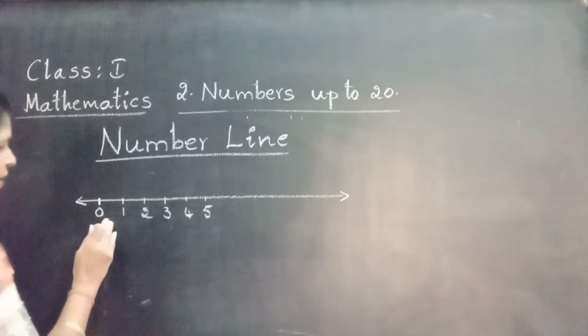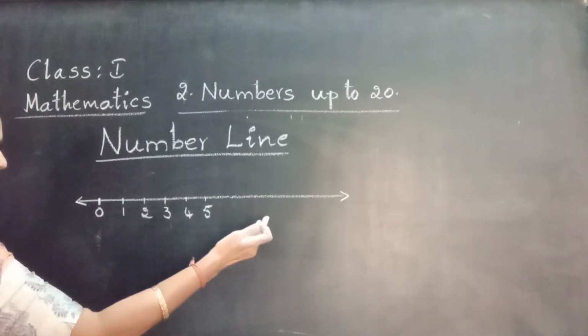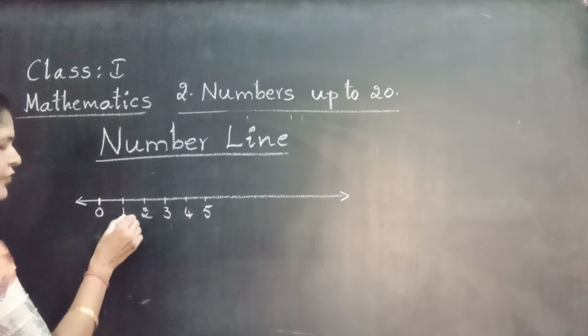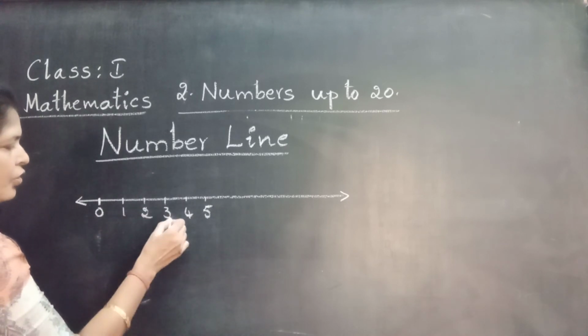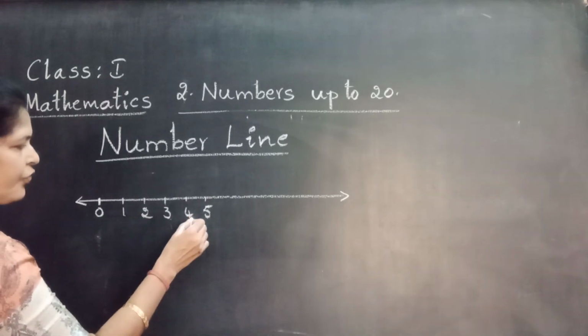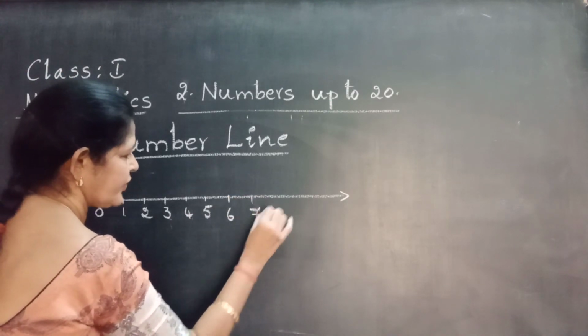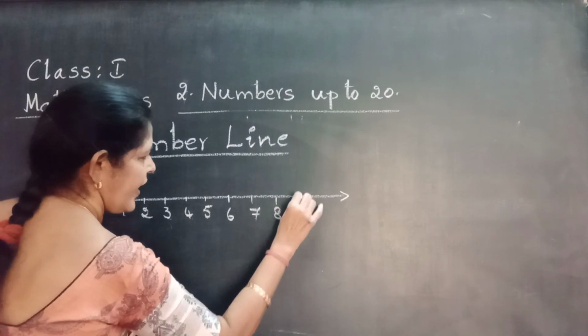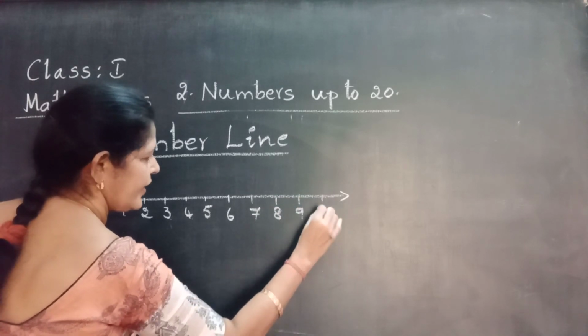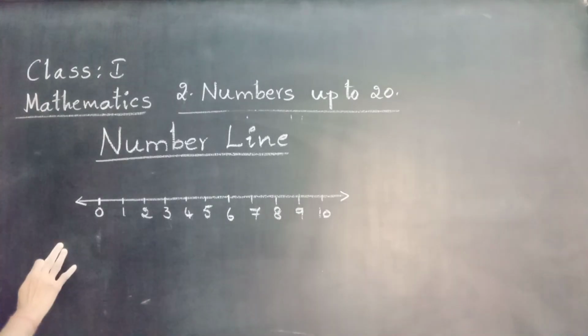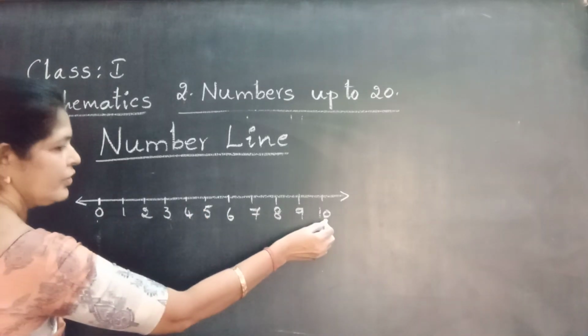See, each number is increased by 1. Go to the right side. 0, after that 1, 2, 3, 4, 5, 6, 7, 8, 9, 10. This is the number line from 0 to 10.